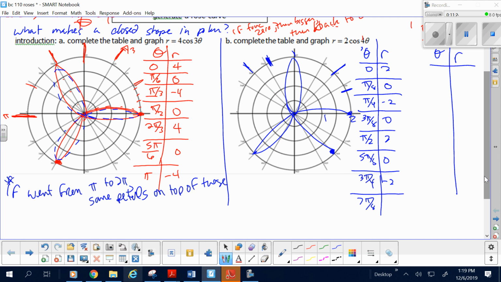What's the next number in the pattern? 0. 0. And pi. 4 pi is 1. 2 cosine of 4 pi is then 2 times 1. So we're going to go forward 2.